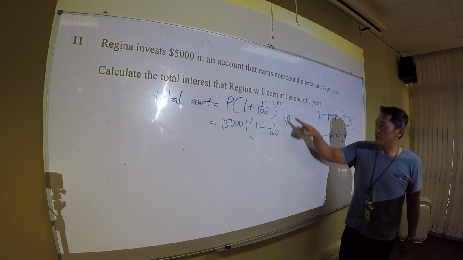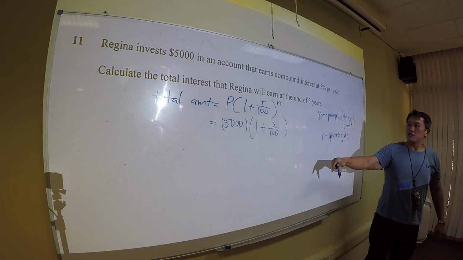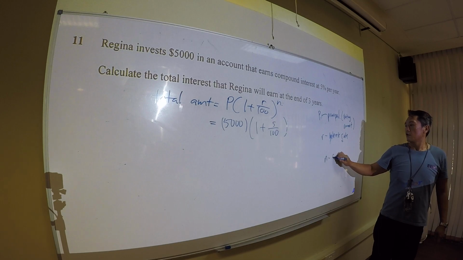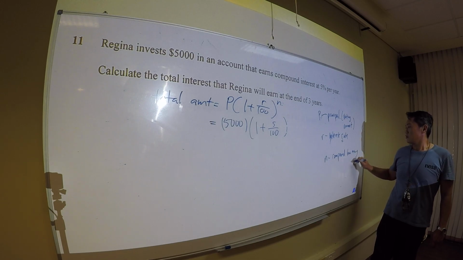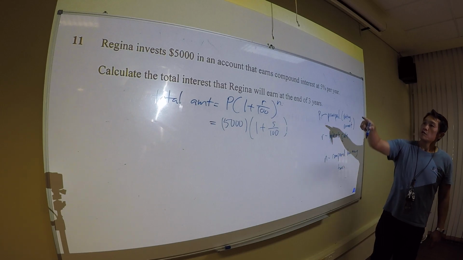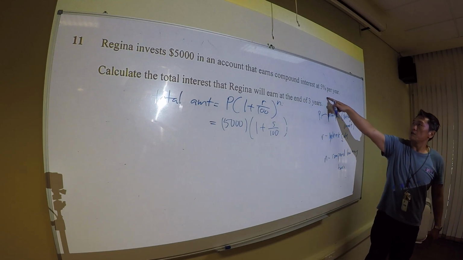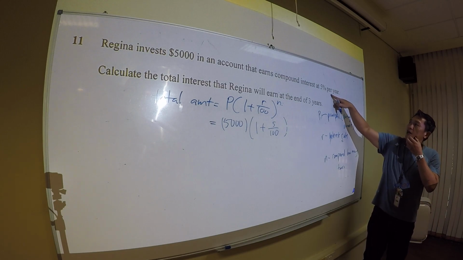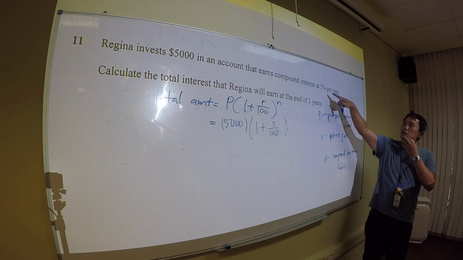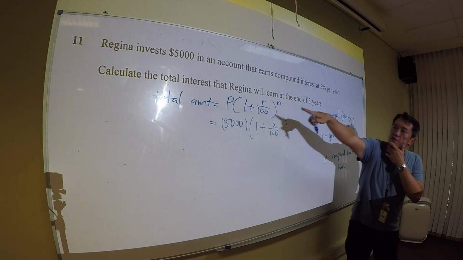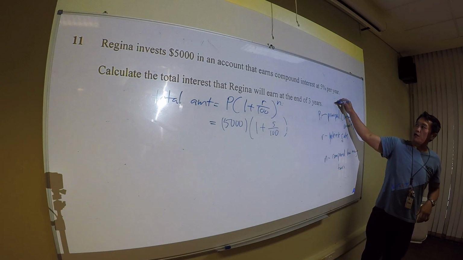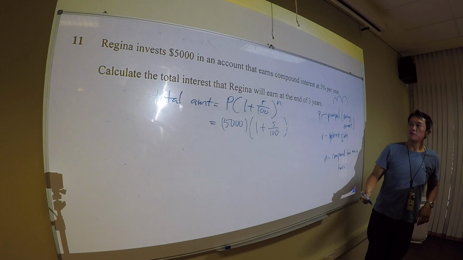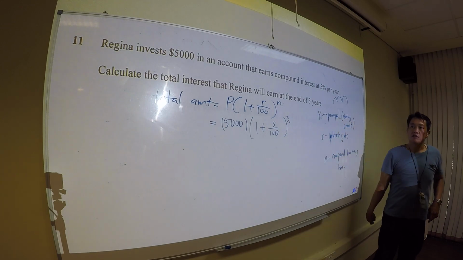Okay? Then what is N? For compound interest, N is how many times your interest compounds. Compound how many times? So in this case, you compound it every year, per year. Every 1 year you compound 5%. Then all together at the end of 3 years, 1 year compounds 1 time, 2 years compound 2 times, 3 years compound 3 times. So your N is 3.